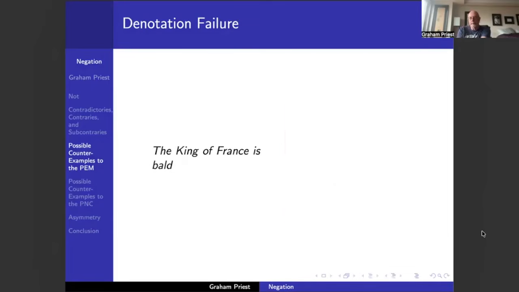Here's another, and this might look kind of familiar as well. The King of France is bald. As you probably know, currently France has no king. So the phrase the King of France doesn't refer to anything. All right. So some people have thought that if a sentence contains a non-denoting phrase, such as the King of France, then it is neither true nor false. So that's the second possible counterexample to excluded middle.